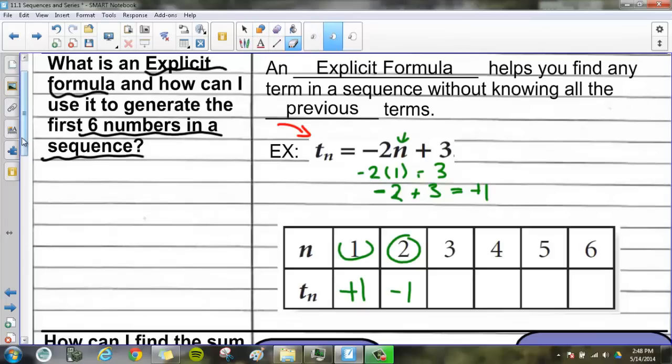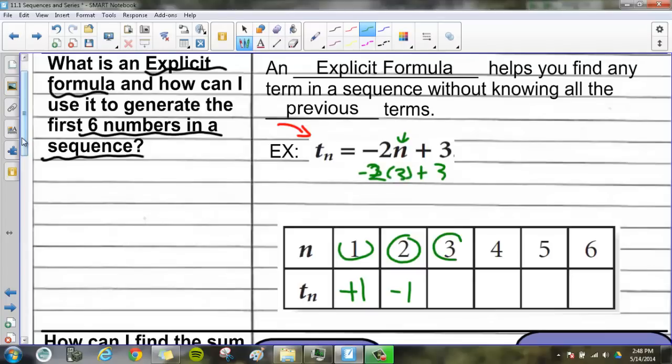Okay? And let's do the next term. We're going to put a positive 3 in there, so negative 2 times 3 plus 3. Negative 2 times 3 is negative 6, plus 3, which is equal to negative 3. Make sure I did it right that time. Hey, do you guys notice the pattern here? We've got positive 1, to this one, to this one. What's the pattern? What's going on?